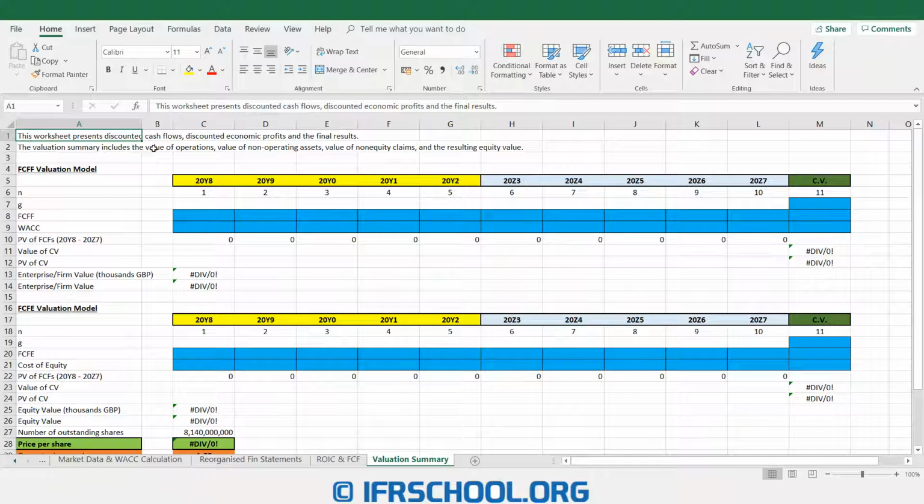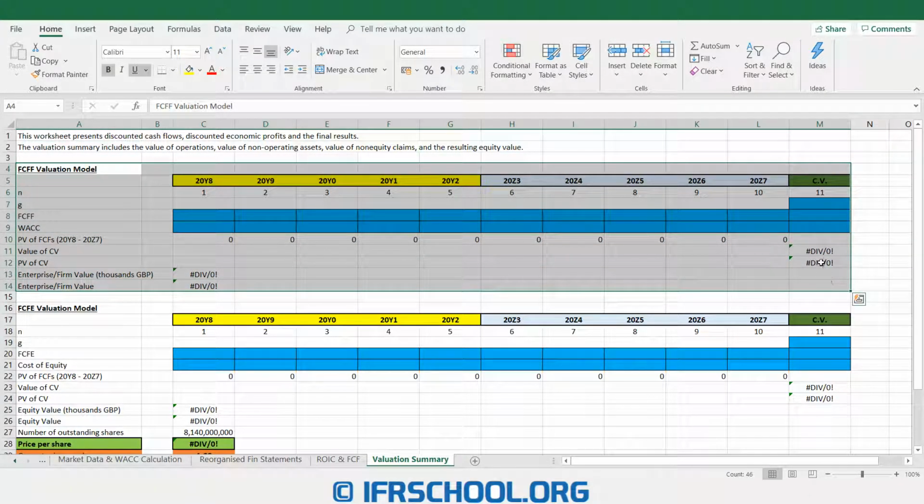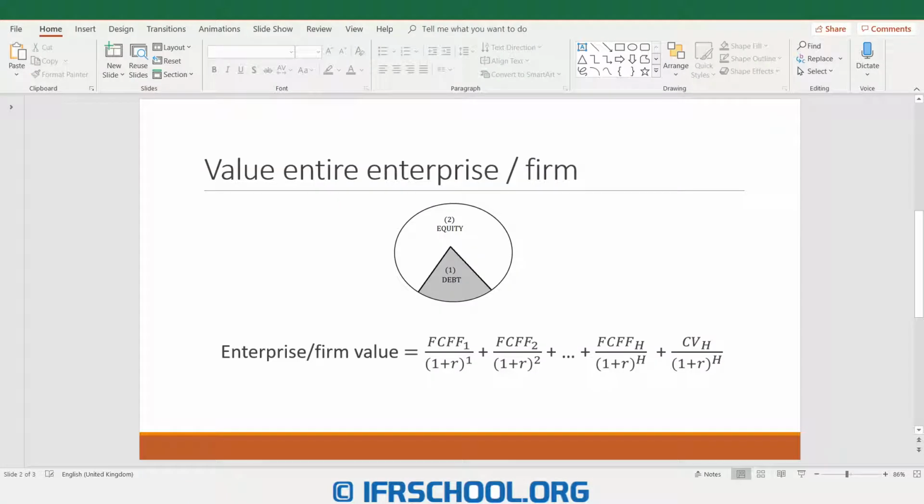Finally, we will use our free cash flow models to perform the valuation. First, we will use our free cash flow to the firm model to derive an estimate of the value of the entire firm. This section of the worksheet contains our free cash flow to the firm model. We discussed this model previously. We have our free cash flows to the firm. We now need to discount them back to arrive at a value for the entire firm or enterprise.